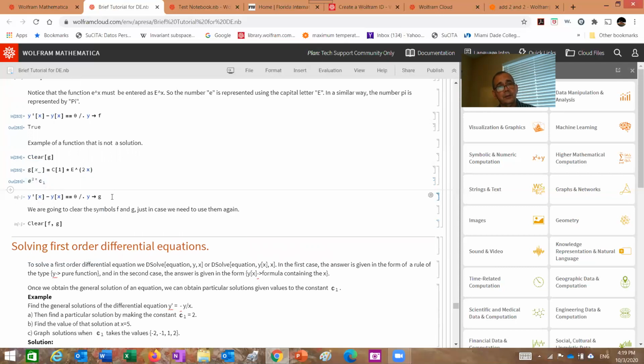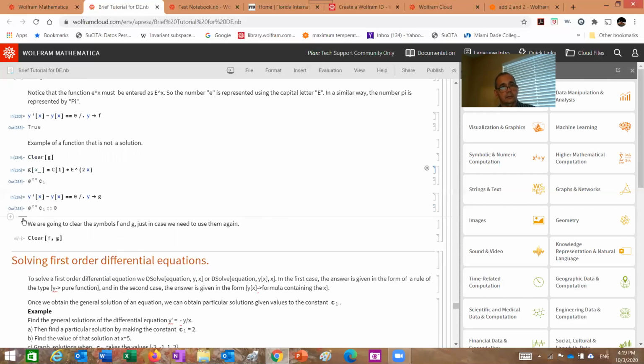And now, in our equation, we are going to replace the y by the new function g. This function is not a solution of that equation. You can do it by hand and you can check it. Now, when you press shift enter here, what do you get? You get e raised to 2x in the left side, times c1, and a double equal sign and the 0.